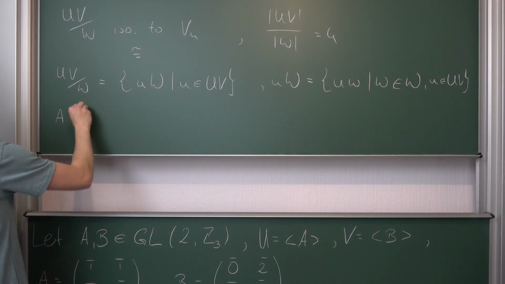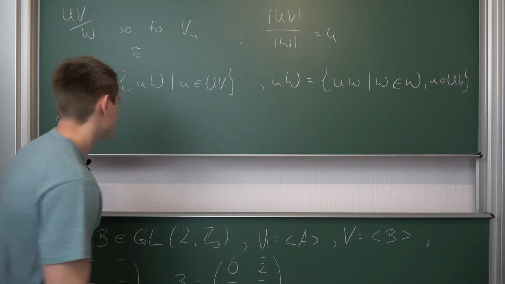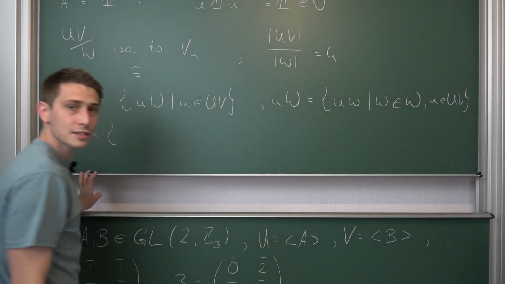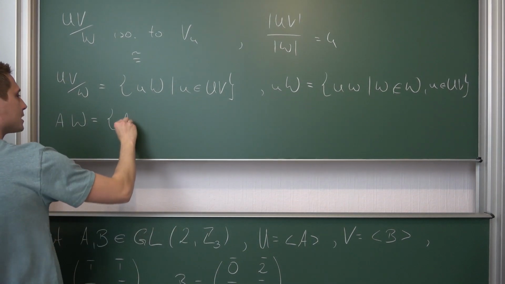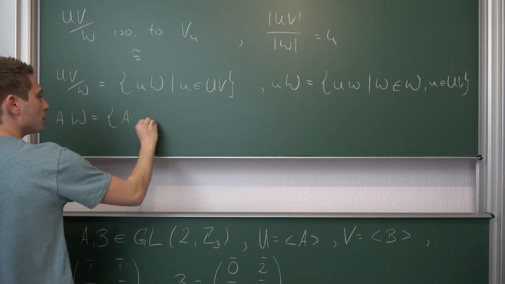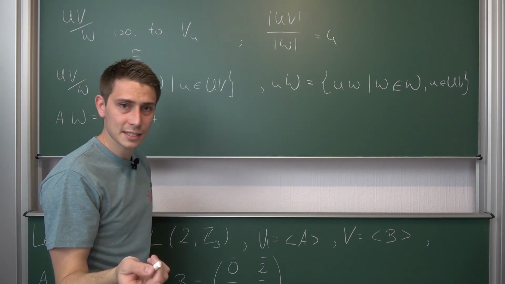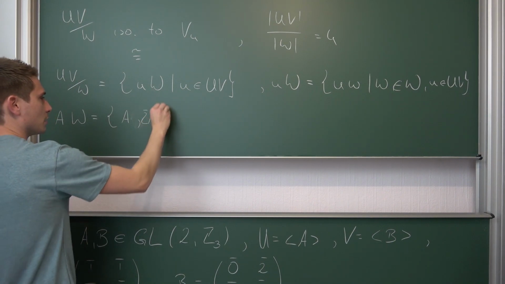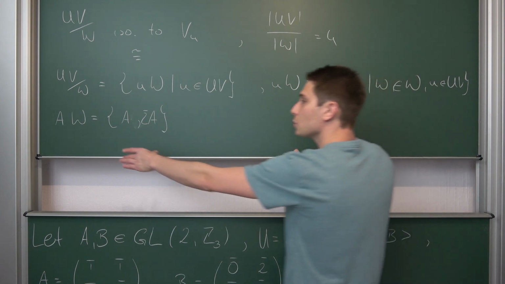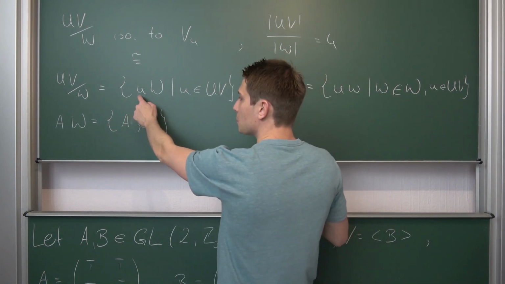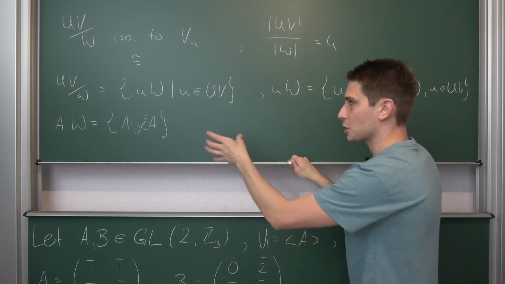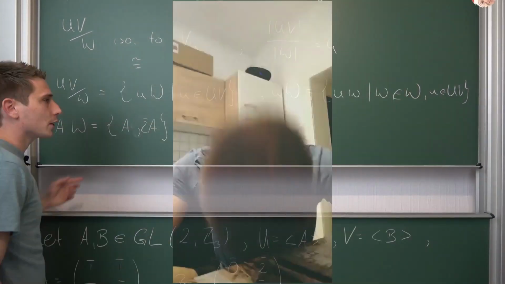So A times W is going to be exactly the set of A times the first element of W. So A times the identity matrix, which is nothing but A. And also A times the identity matrix times 2, so 2 times A. Just as an example. This is A times W. We are going to do this with all 8 elements because we have 8 elements here in UV. And then we are going to see what the elements actually are that we are going to get in here.